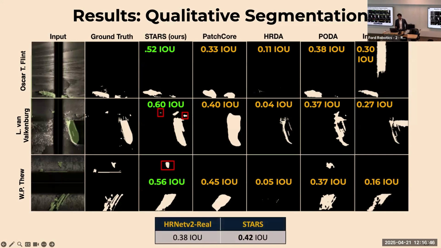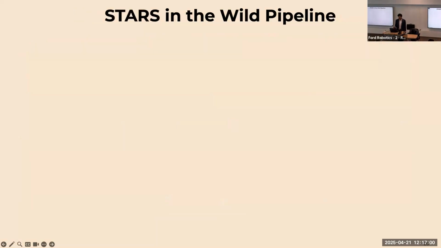Interestingly, we also compared the performance of STARS, which is trained only on synthetic data, to a network that is fine-tuned on real data. And we find that STARS actually outperforms it, primarily due to the amount of volume and diversity that you can get from synthetic data. So I hope that these results convince you of the effectiveness of STARS in terms of sim-to-real transfer.